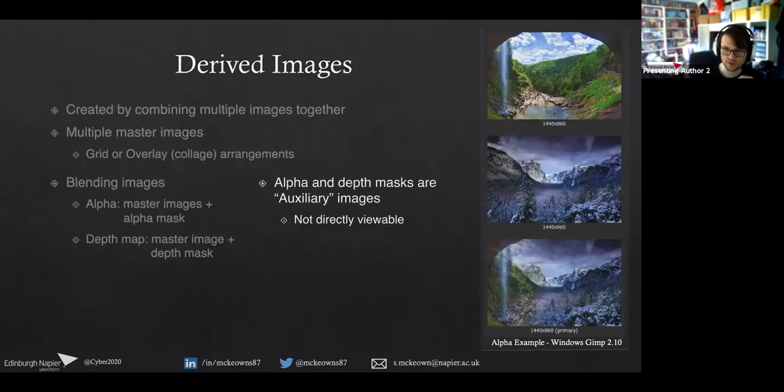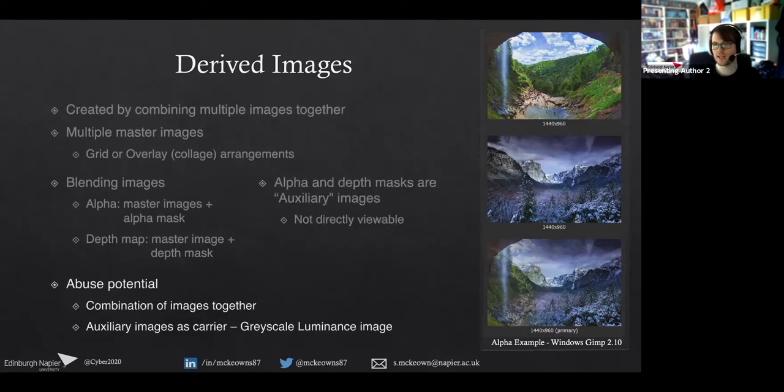And if we look again on the right-hand side, it's not displaying that alpha mask I'm talking about. So this is showing in GIMP 2.10, but we can't actually look at that alpha mask or indeed the depth mask directly. So that's actually an avenue for potentially hiding data. It's potentially an abuse vector because effectively it's just a grayscale image and we can make that whatever we like.